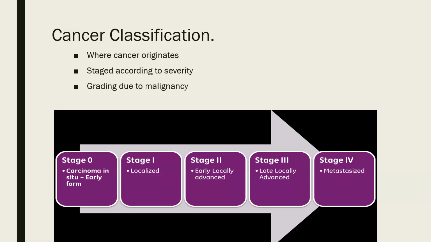So basically, what you need to know about the cancer classification system is that there is a classification system. Stage 0 is the carcinoma, which is very small and in the early stages of forming. Stage 1 is localized. Stage 2 is localized but advanced. And stage 4 means that it has metastasized. So basically, just know that the stages go up.